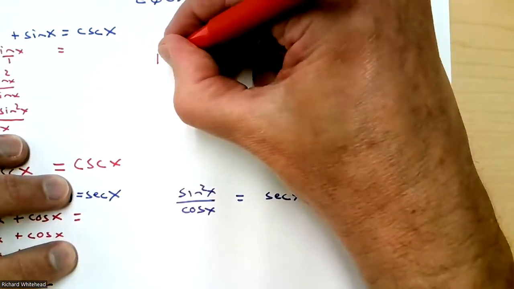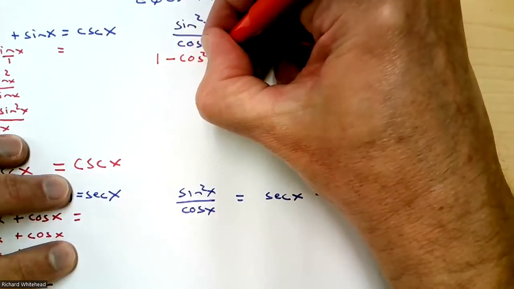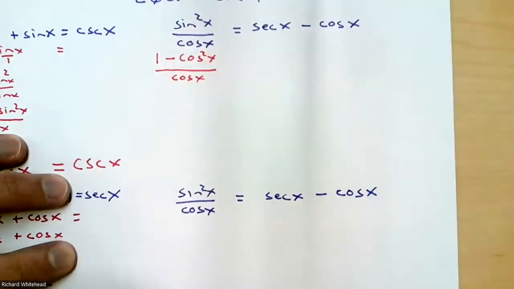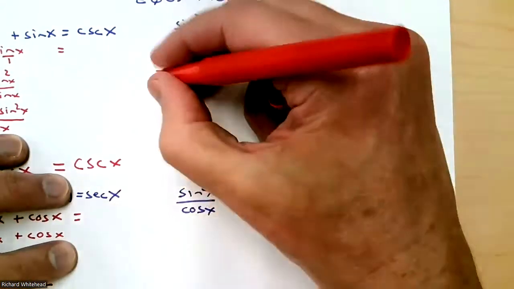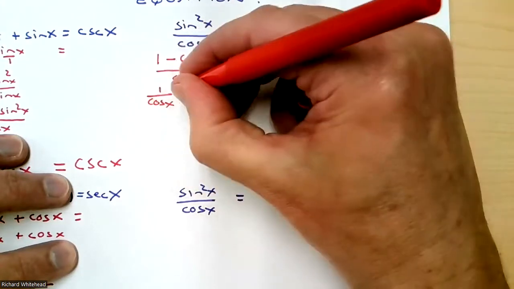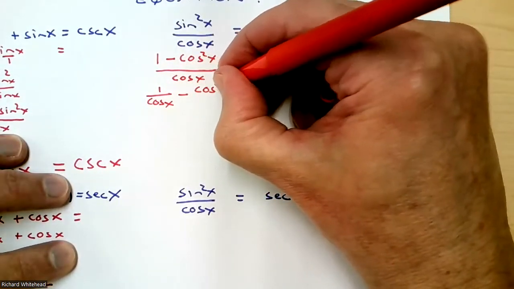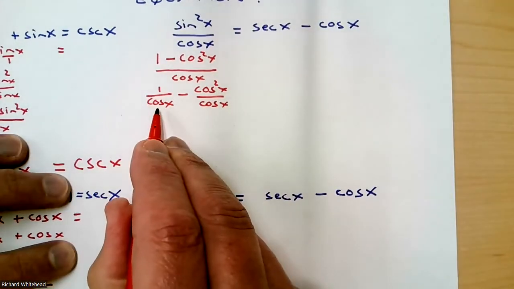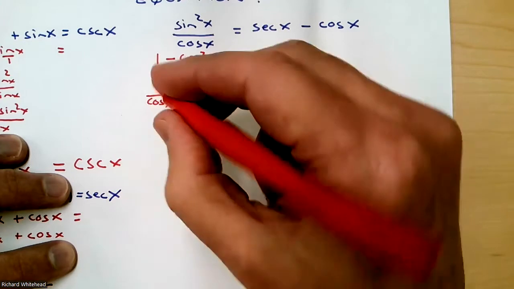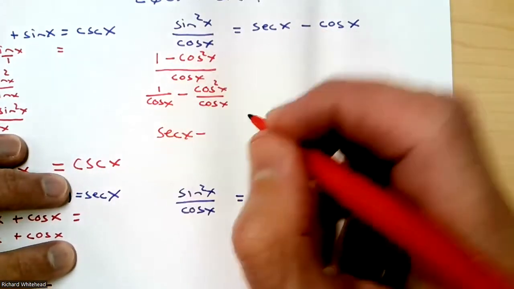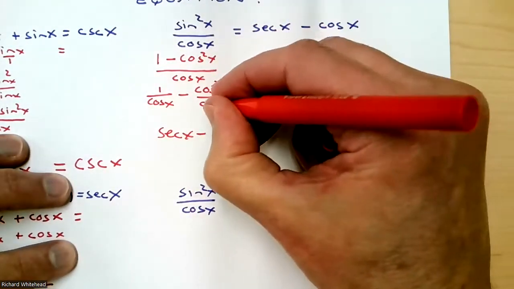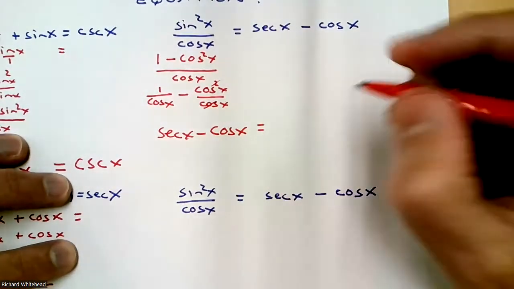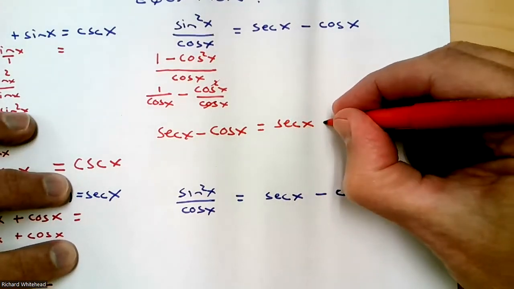Somebody says, well, wait a second. I could turn that into 1 minus cosine square, because that's what sine square is, over cosine. I've just got that one term in the denominator, so I can split that like this. 1 over cosine, we've had this conversation before, 1 over cosine is secant, and then cosine square over cosine, one of the cosines cancels and just leaves cosine. So that worked out pretty easy.